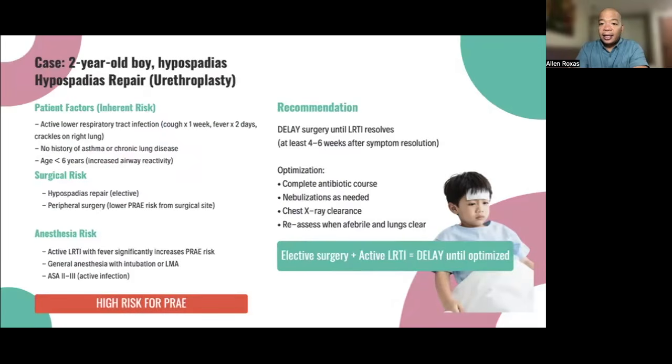The procedure is elective. The respiratory risk is high because of the presence of lower respiratory tract infection. So the consequence of delaying surgery is minimal. Therefore, the patient has high risk for PRAEs, but since this is an elective procedure, postponement until maximal optimization represents the safest course of action.